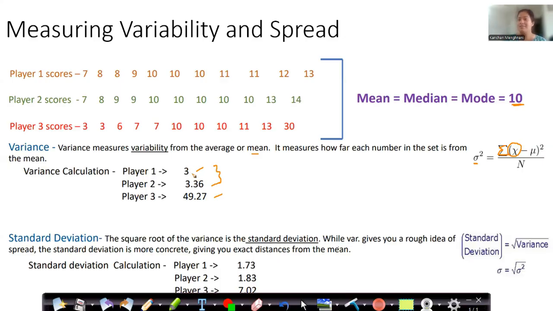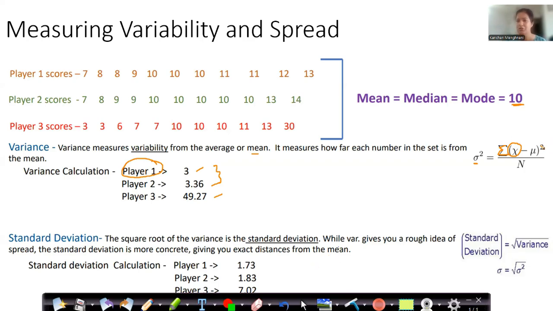Why? Because the whole idea was that the variability should be less. The player should be more consistent. If I look at the variance calculation, of course, there's very little difference. But if I have to choose between player 1 and player 2, we would certainly choose player 1, where the variability is 3.